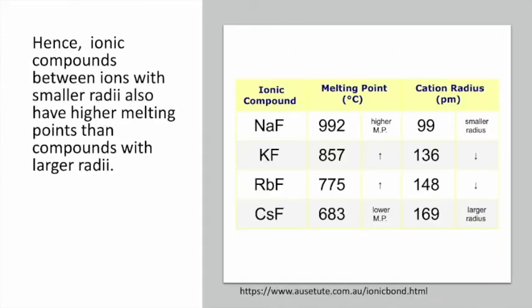Hence, the compounds formed with ions that have small radii tend to have higher melting points than compounds with ions that have larger radii. You can see this in this table. The ionic radii of sodium and fluoride are smaller than those of other ions. These ions are packed more closely together in the lattice. Sodium fluoride has a higher melting point than potassium fluoride or rubidium fluoride or cesium fluoride. These have cations with larger radii.